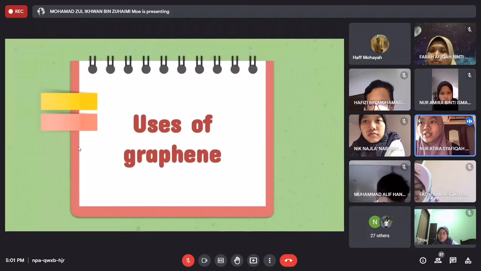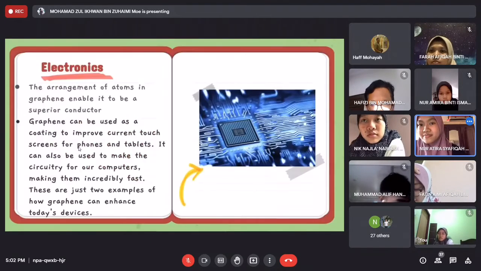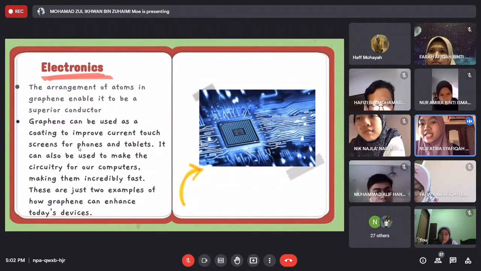Okay, we go to the uses of graphene. First, electronics. The arrangement of atoms in graphene enable it to be a superior conductor. Graphene can be used as a coating to improve current touchscreens for phones and tablets. It can also be used to make the circuitry of our computers, making them incredibly fast. There are just two examples of how graphene can enhance today's devices.